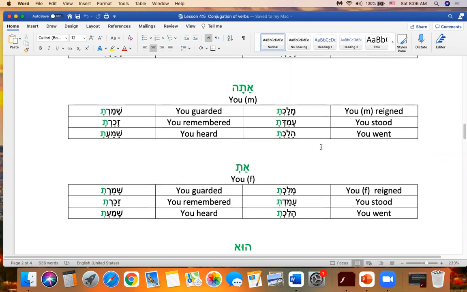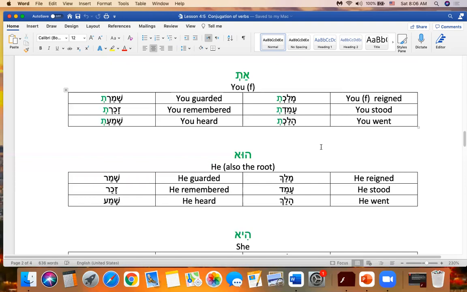And then the same thing for you feminine. You feminine is at. So you just put a t at the end. It's not a ta because that would be ata. It's just at. So malakt, amat, halakt, shamart, zachart, shamat. Of all the ones, this is probably the hardest one to say because it's got basically two consonants at the end of the word. So it's a little bit harder to pronounce.